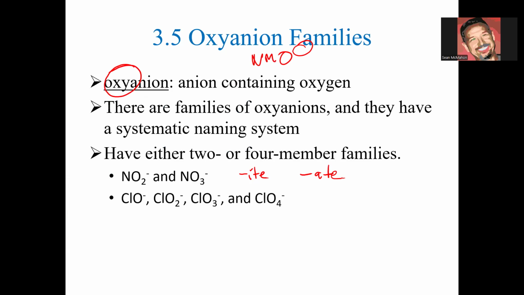Okay. Now I could have a 4-member, and these are a little more complicated because I can have a hypo prefix and then an ite suffix. I could just have the ite suffix. I could just have the ate suffix, or I could have the per prefix and the ate suffix in this 4-membered family. So how am I going to remember all these rules?